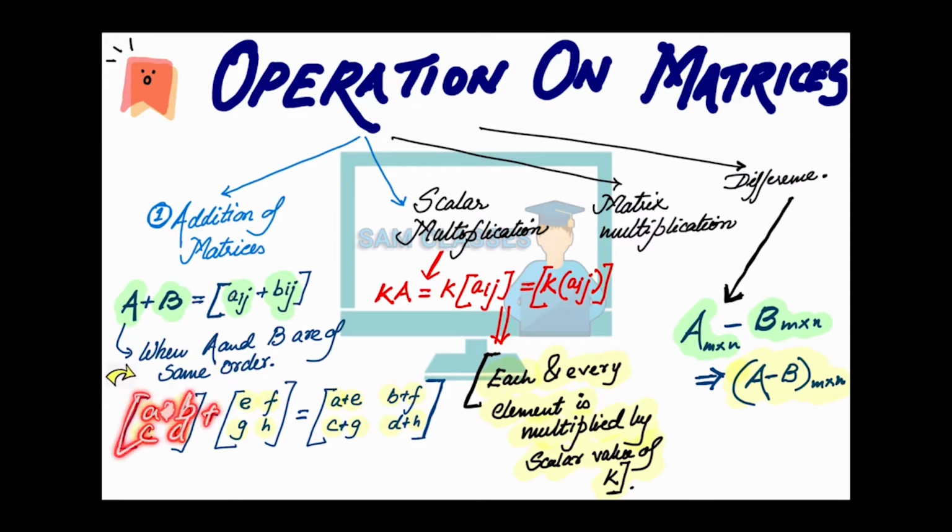This one, plus, is not there. E, F, G, and H. So the first element of the first matrix is added to the first element of the second one: A plus E, B plus F, C plus G, and D plus H.